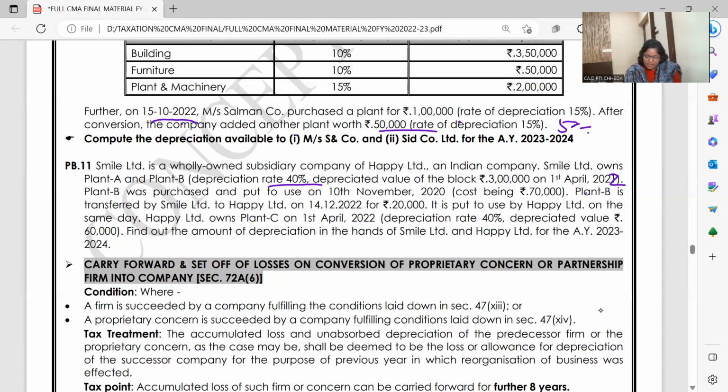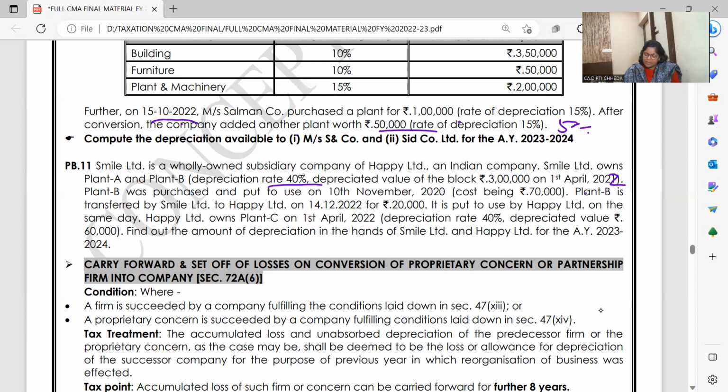Now plant B is transferred from holding to subsidiary. So proportionate depreciation they will share. Even when an asset is transferred by holding to subsidiary at market value, they will continue with the same WDV and there won't be any capital gain. Holding to subsidiary, subsidiary to holding, transfers, there is no capital gain. It is put to use by Happy Limited on the same day.